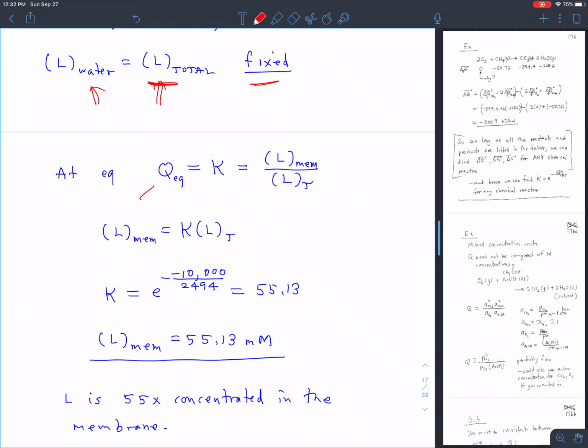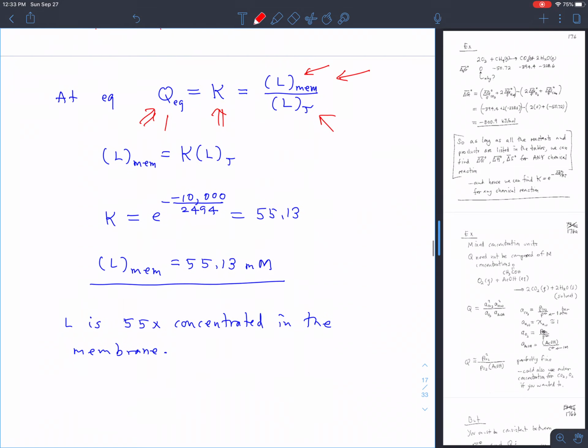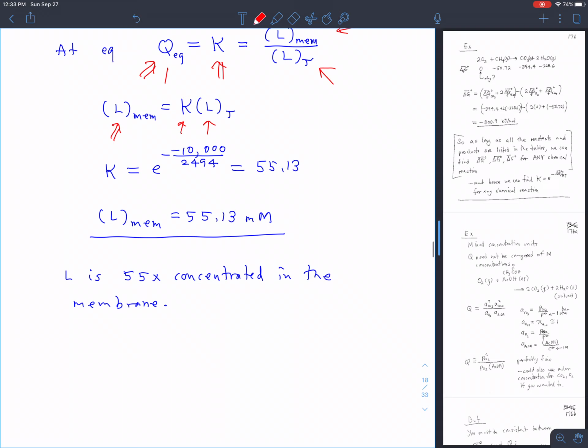At equilibrium, I know that the reaction quotient is equal to the equilibrium constant. And in this particular case, for this particular simple reaction, the reaction quotient is equal to the ratio of the concentration of L in the membrane to the concentration of L in the water phase, which is the same thing as the fixed total concentration. And that means that the concentration in the membrane is just K times the concentration in the water phase. And so everything boils down to just calculating what this K is.